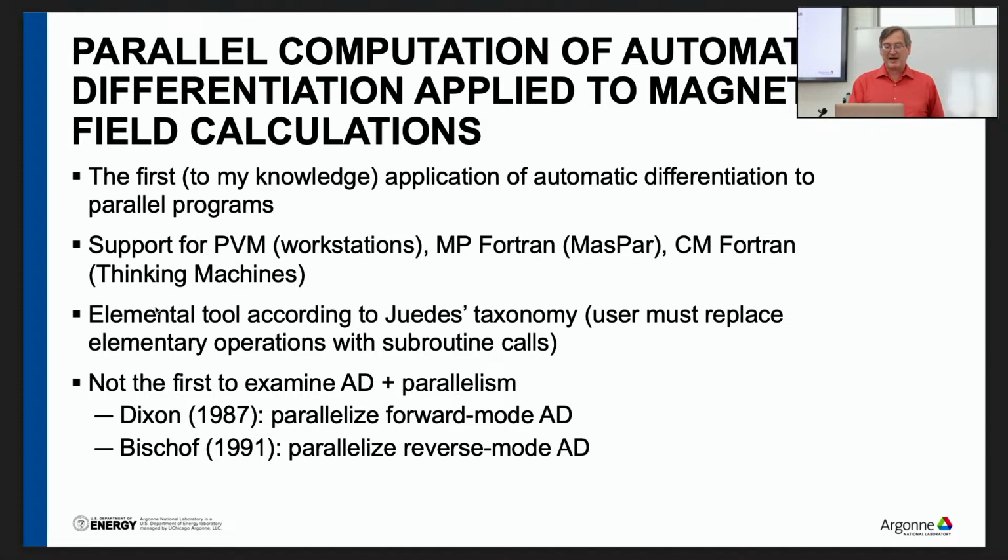This paper was not the first to look at AD and parallelism in concert with one another. There was work in 1987 by Lawrence Dixon looking at how to parallelize forward mode AD. There was work in 91 by Christian Bischof looking at parallelizing reverse mode AD at a very fine granularity. And there was lots of other work in between and after that. I'm not going to talk about any of this work on exploiting the parallelism that is introduced by automatic differentiation, or parallelizing the derivative computation itself. That would be a completely different talk.